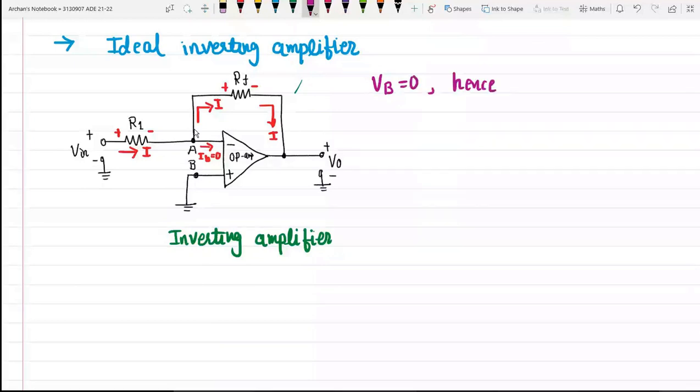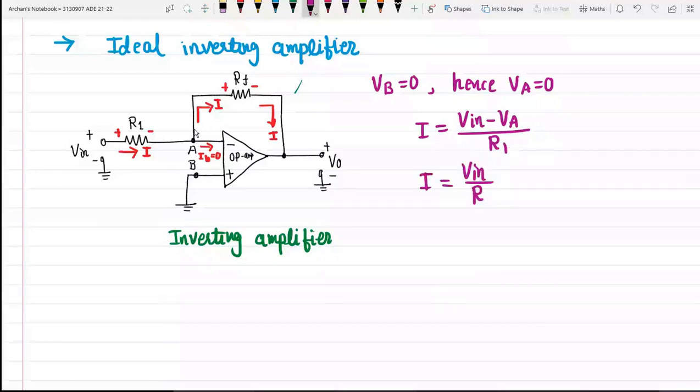Now considering this, let us try to find out the value of current I. Current I will be equal to V in minus VA divided by R1. But VA is equal to 0, so I is equal to V in divided by R1. Let us call this equation number 1. So this is the input current I.